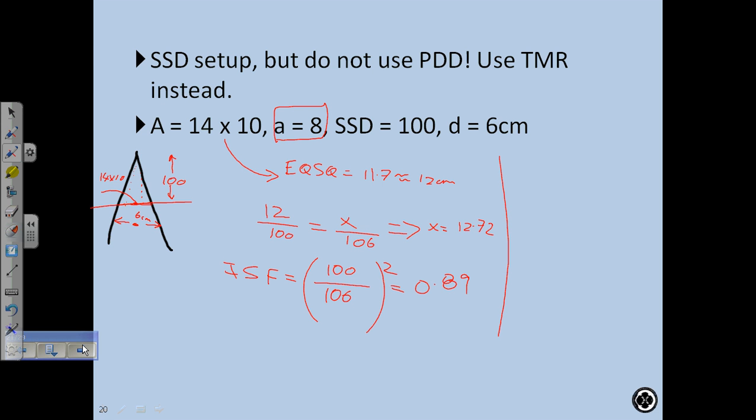But we need a new little a, don't we? Yeah. So this is little a, so what's our new little a? We're going to call this the block equivalent square. Block equivalent square equals 8 times our ratio that we had over here. So what is it? 8.4, 8.5. Okay.